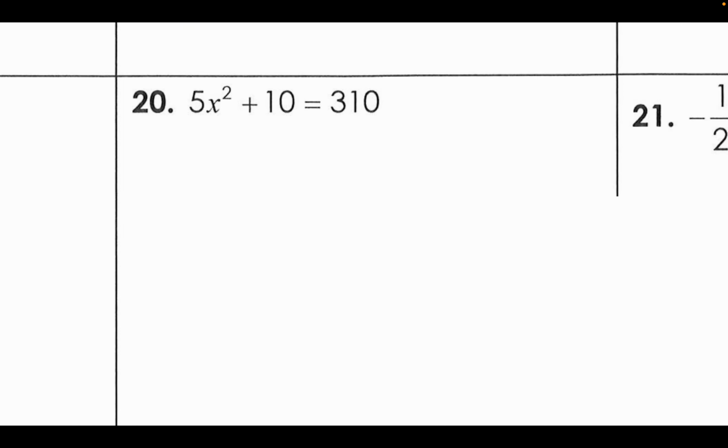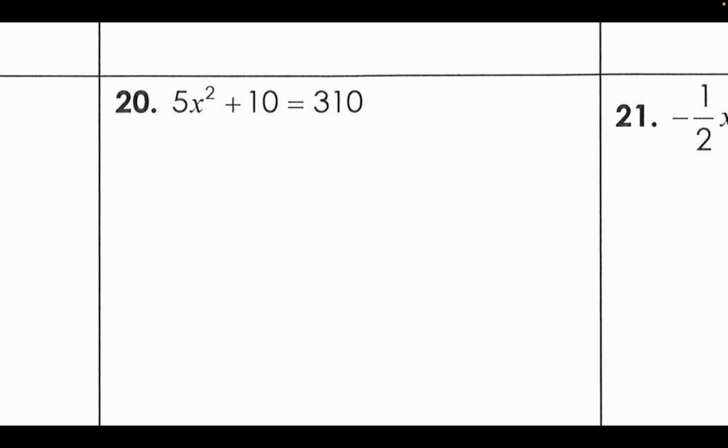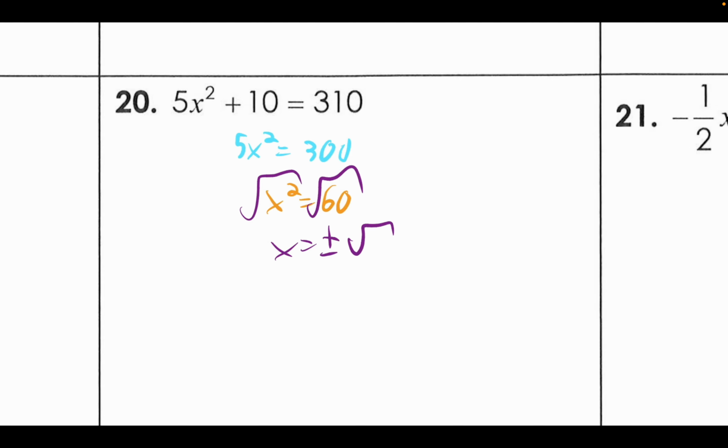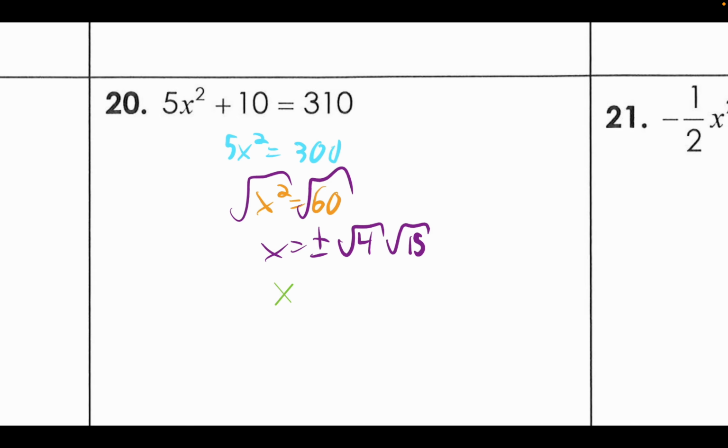Number 20 here, we undo the addition of 10, and then we'll divide by 5, and I get 5x squared equals 300. Dividing by 5 gives me x squared equals 60. Square root both sides, and I get x equals positive and negative square root of 4 times square root of 15. I was buffering there while I was thinking of the perfect squares that would go into it. And x equals positive and negative 2 square root 15.